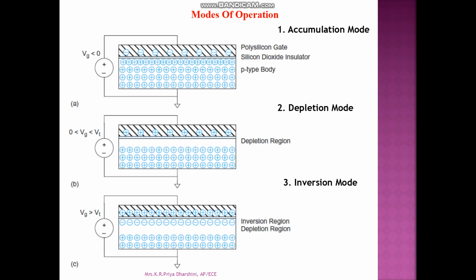And here are the modes of operation. There are three modes of operation in which the MOS regions can operate. The first one is the accumulation mode, the next one is the depletion mode, and the third is the inversion mode.